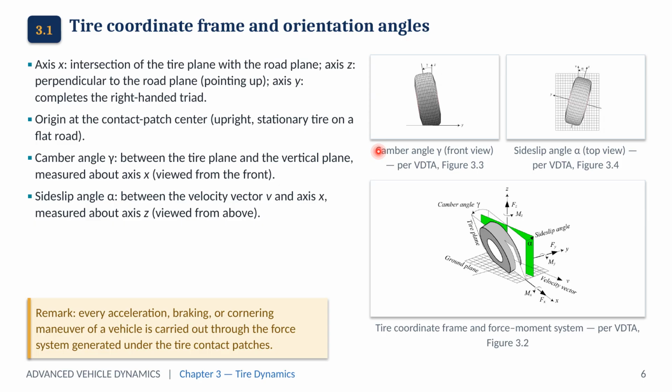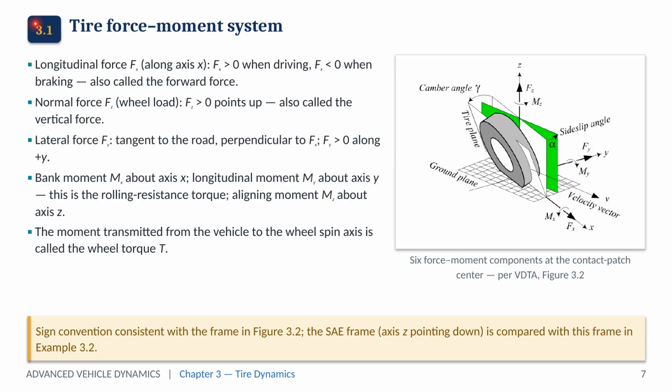The sideslip angle alpha is the angle between the velocity vector v and the x-axis, measured about the z-axis, seen from above. Remember this key remark. Every acceleration, braking, and cornering maneuver of a car is carried out through the forces generated under the tire contact patches. The tire force system has 6 components.